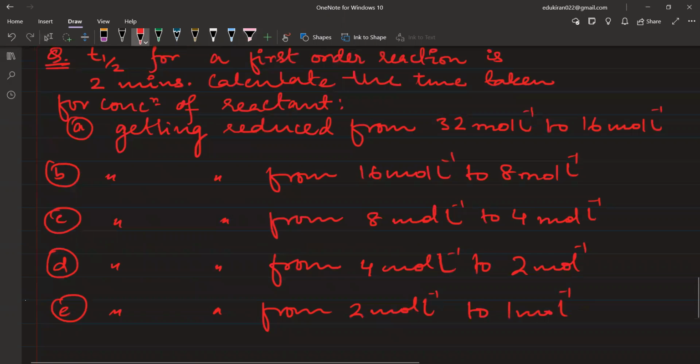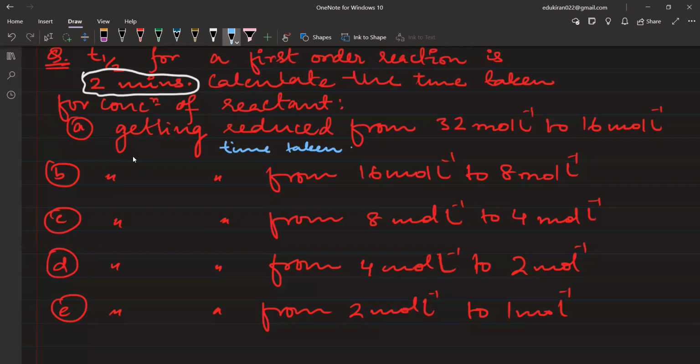Now tell me, guys. See, what is T half? T half is when the concentration becomes half. Okay. So tell me, what is the T half given for the reaction? 2 minutes. Okay. So tell me, for the first case, how much time will it take to reduce the concentration from 32 to 16 moles per liter? Please tell me. Time taken will be equal to how much? What is happening here? The concentration of reactant is getting half.